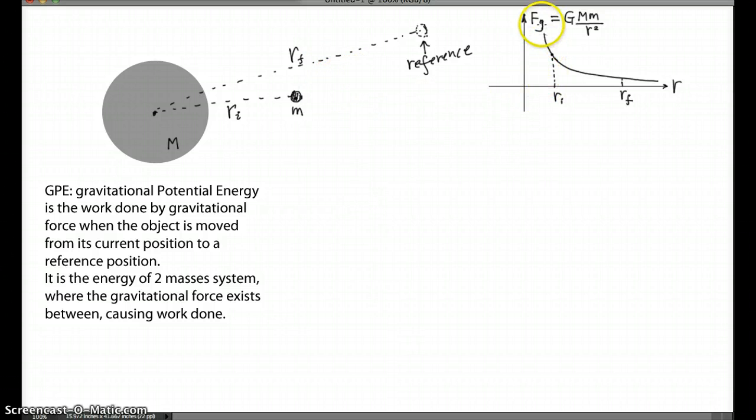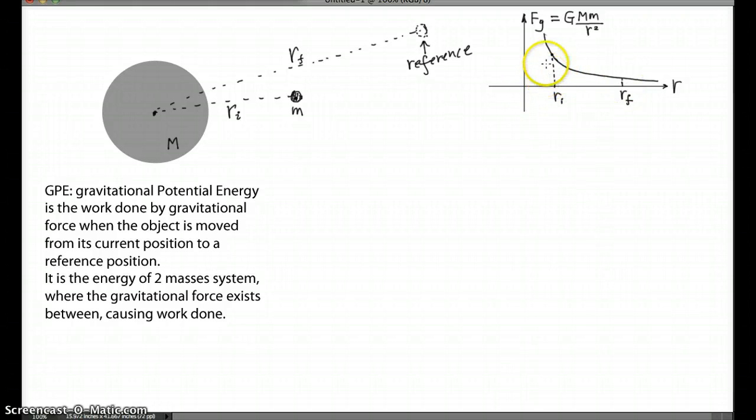The problem is, if you look at the graph of the force acting on m, it's given by this formula, G M m over r squared. So you can see the Fg is inversely proportional to r squared. The graph approximately looks like this, and that means the force is a variable force when r is pretty far away from the Earth. Of course, when r is very close to the Earth's surface, we treat Fg as constant, equal to mg, where g equals 9.8. But in this case, it's not a constant.